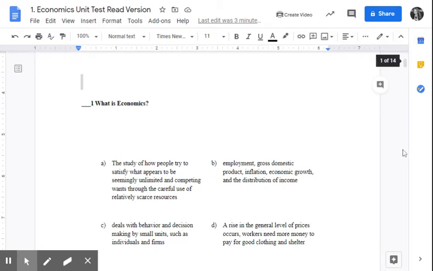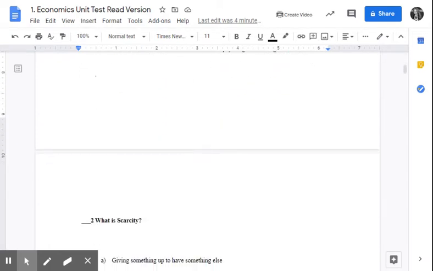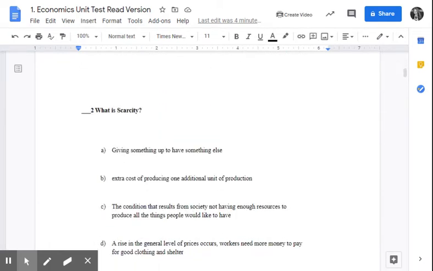A, the study of how people try to satisfy what appears to be seemingly unlimited and competing wants through the careful use of relatively scarce resources. B, employment, gross domestic product, inflation, economic growth, and the distribution of income. C, deals with behavior and decision-making by small units like individuals and firms. D, a rise in the general level of prices occurs workers need more money to pay for good clothing and shelter. 2, what is scarcity?